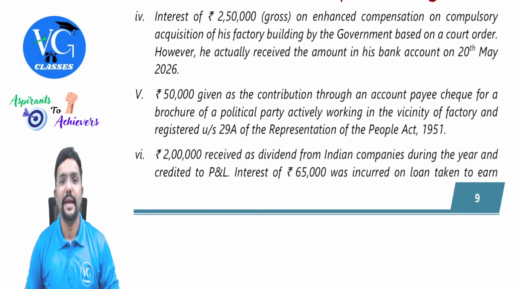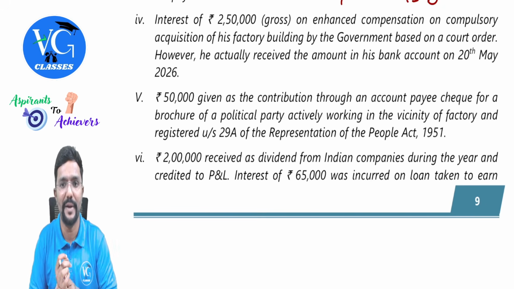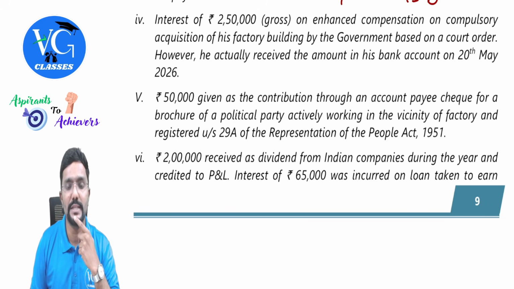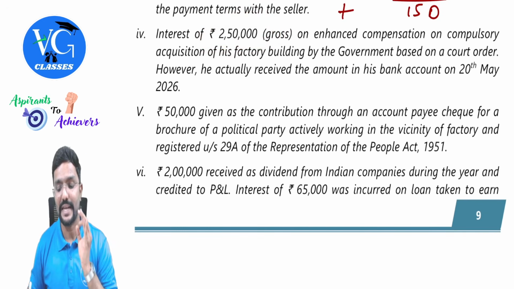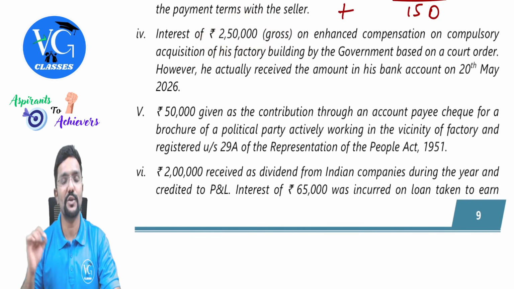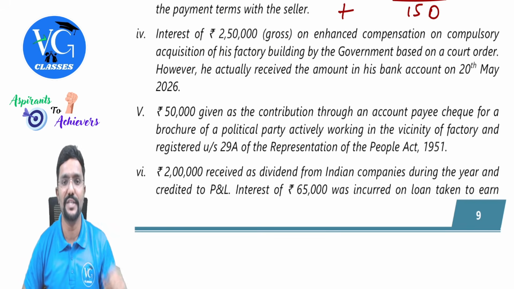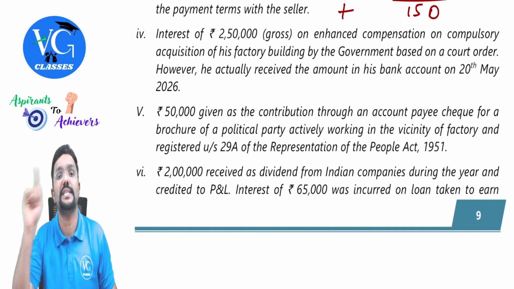Next. Interest of 2,50,000 gross on enhanced compensation on compulsory acquisition of his factory building by the government based on a court order. However, he actually received the amount in his bank account on 20th May 2026. Guys, listen, interesting. 2,50,000 is the interest on enhanced compensation. Interest on compensation or enhanced compensation received because of compulsory acquisition will be taxable on receipt basis in the year in which it is received.